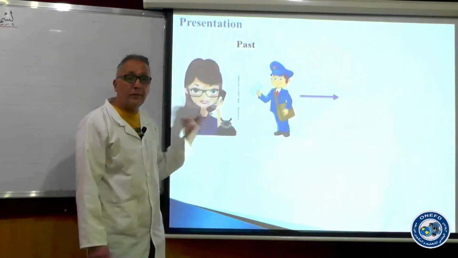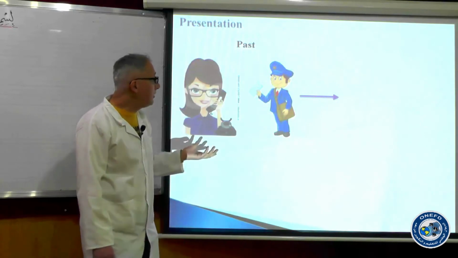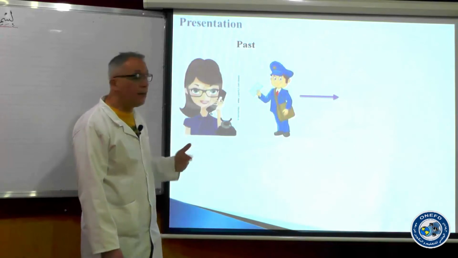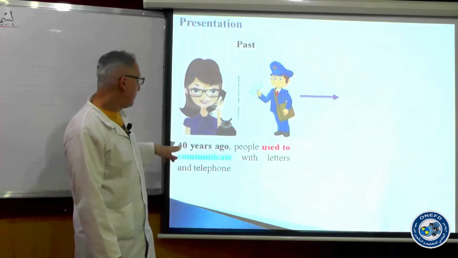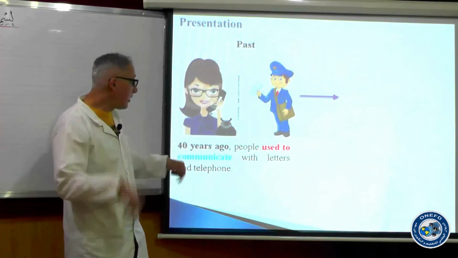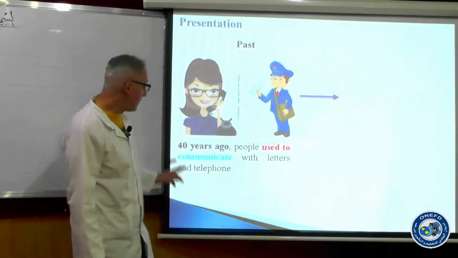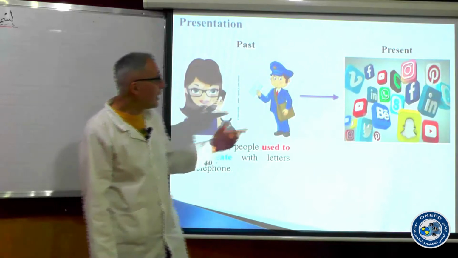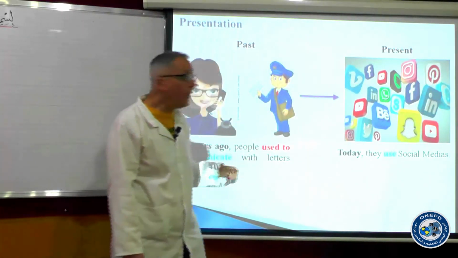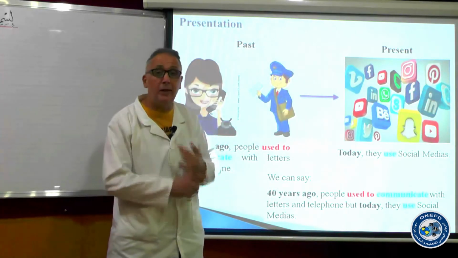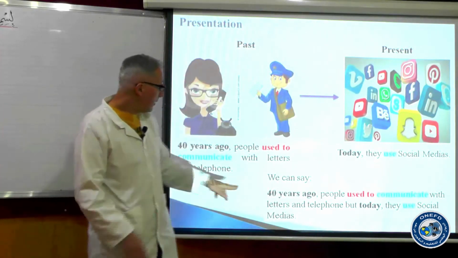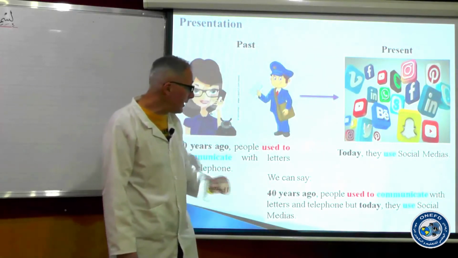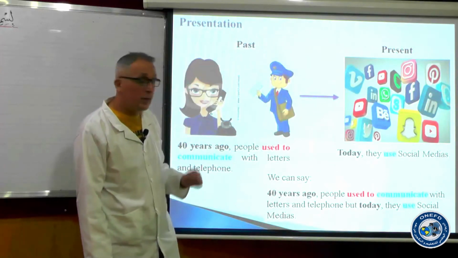Here we have means of communication, وسائل الاتصال. What did, or how did people used to communicate in the past? They, or we can say 40 years ago, 40 سنة من قبل, people used to communicate with letters and telephones. What about now or at present? At present or today, they use social media, messengers, Vibers, etc. We can say 40 years ago, people used to communicate with letters and telephone, but today they use social media.